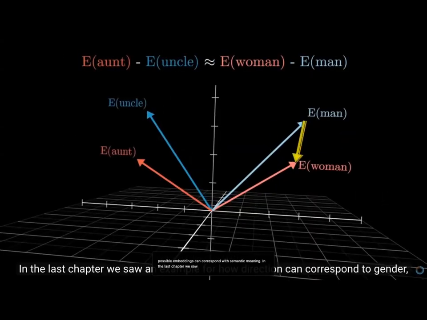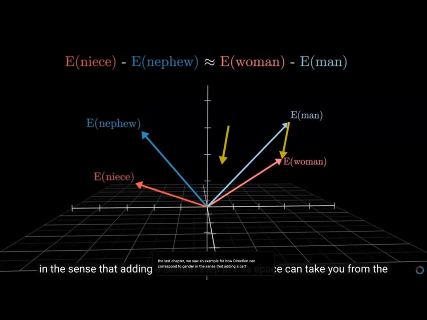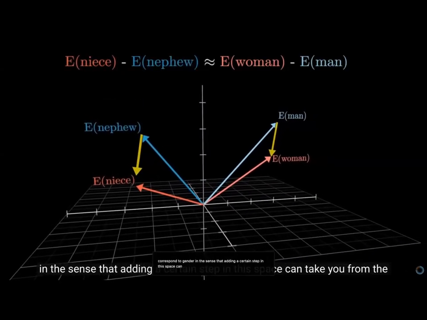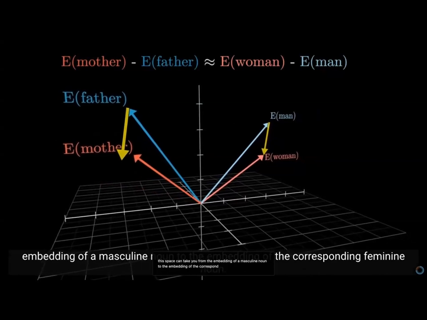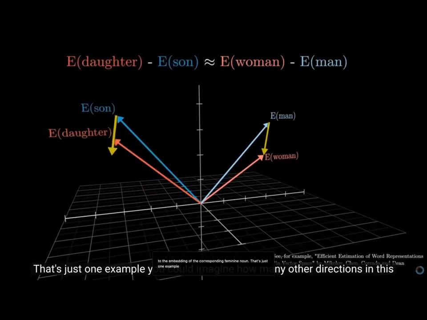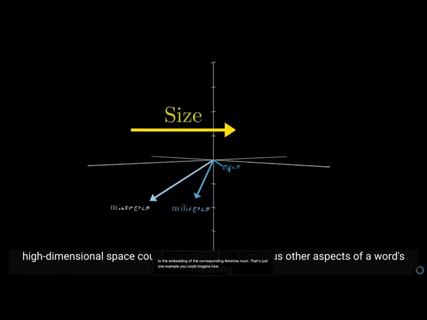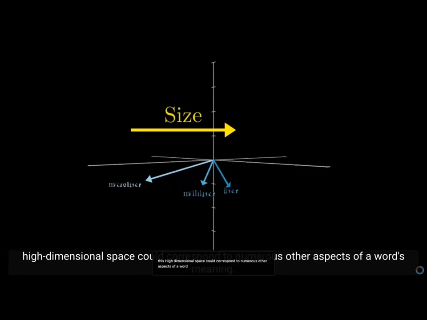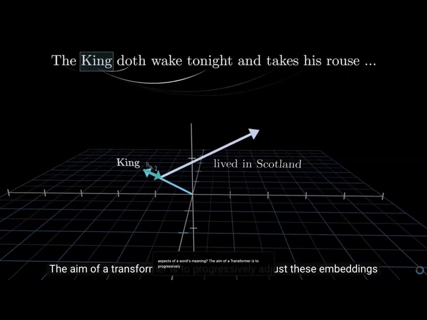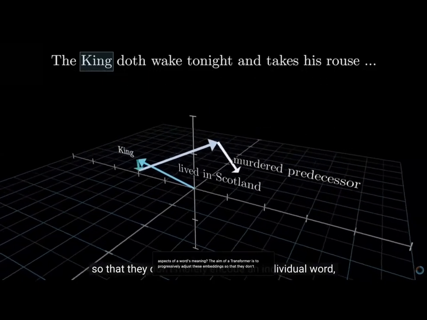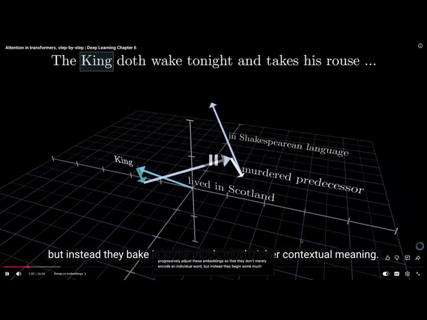In the last chapter, we saw an example for how direction can correspond to gender, in the sense that adding a certain step in this space can take you from the embedding of a masculine noun to the embedding of the corresponding feminine noun. That's just one example. You could imagine how many other directions in this high-dimensional space could correspond to numerous other aspects of a word's meaning. The aim of a transformer is to progressively adjust these embeddings so that they don't merely encode an individual word, but instead they bake in some much richer contextual meaning.